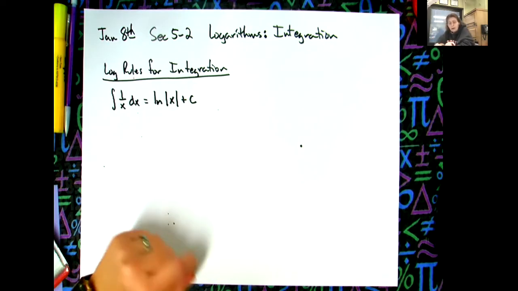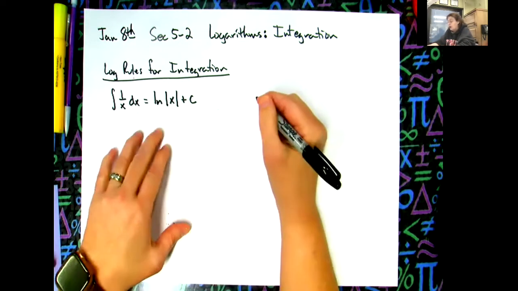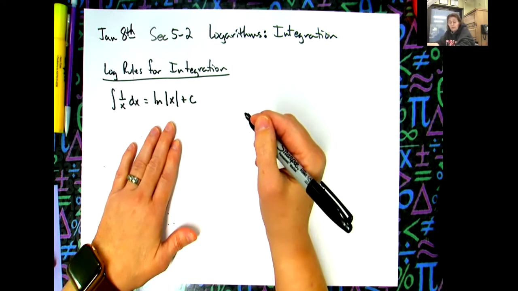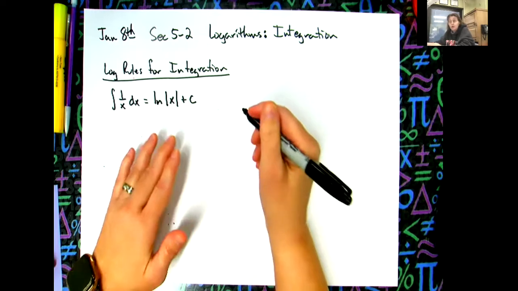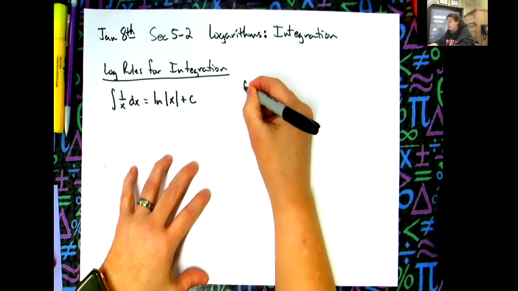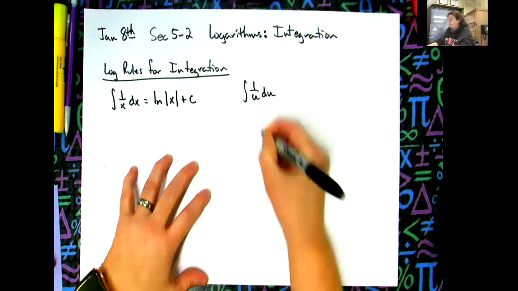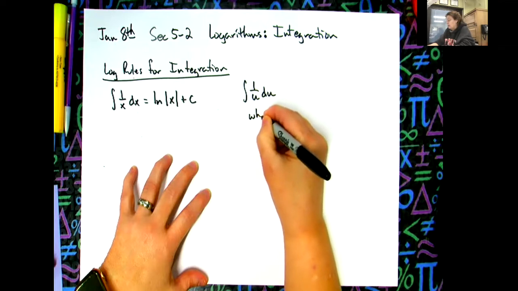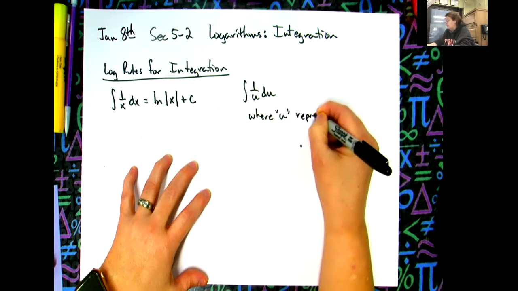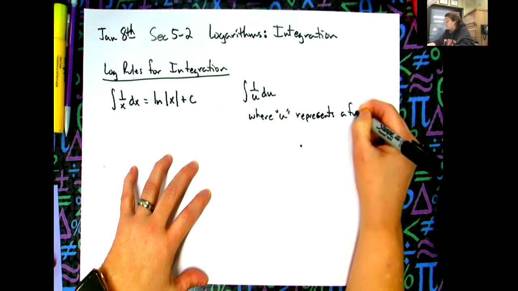And those absolute value bars have to be there. Okay, they really have to be there. Now, if you remember, I like to write the formulas in terms of u, where u represents a function of x. So then we can also have the integral of 1 over u du, where u represents a function of x.